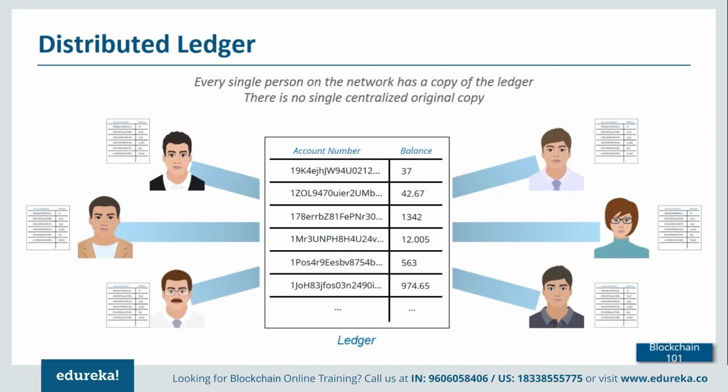Now, you might be wondering, if you have a copy of the ledger, can you not just modify the ledger and make profit out of it? Definitely not. This is where the peer-to-peer network of the blockchain system comes in handy. Because even if you try to manipulate a ledger, it is only reflected in your ledger.